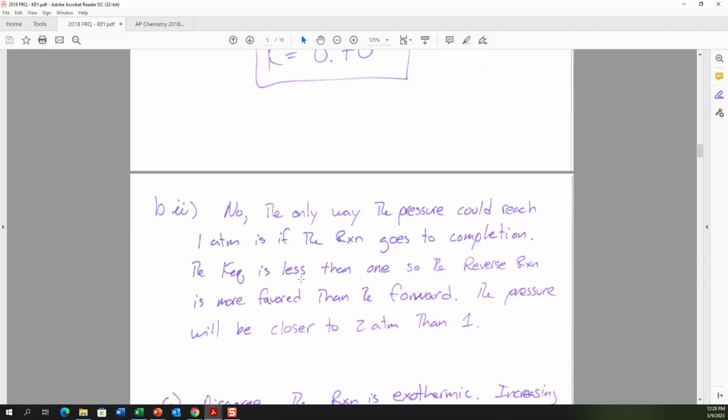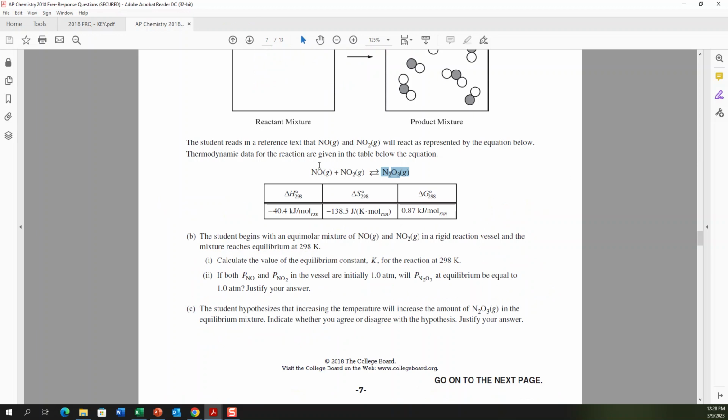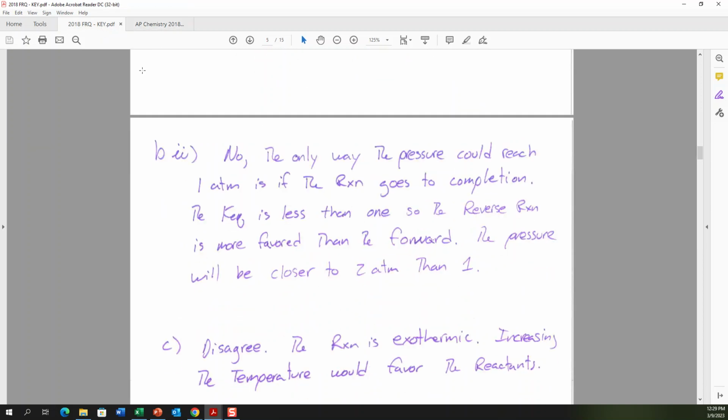The equilibrium constant is less than 1, so the reverse reaction is more favored than the forward reaction. The pressure will be closer to 2 atmospheres than 1 atmosphere. So the pressure is going to decrease as this reaction approaches equilibrium because you don't have any of that. But you'll still have more of these gases than you do that gas because the reverse reaction is more favored than the forward reaction. Okay. All right.